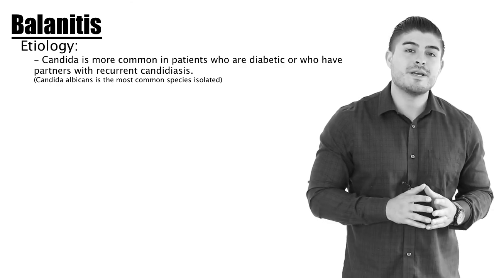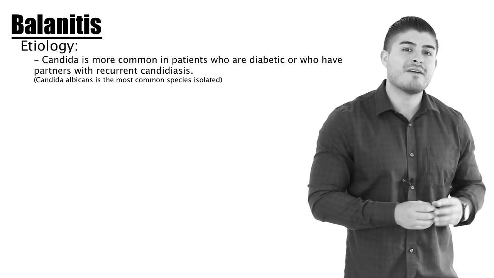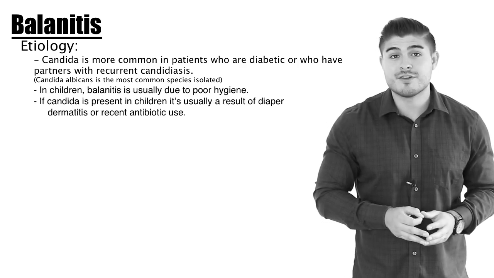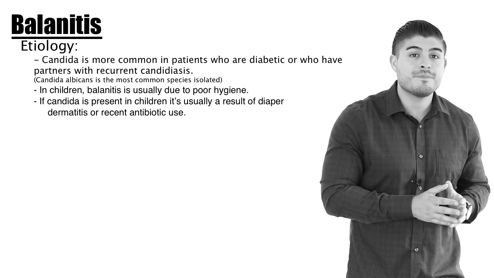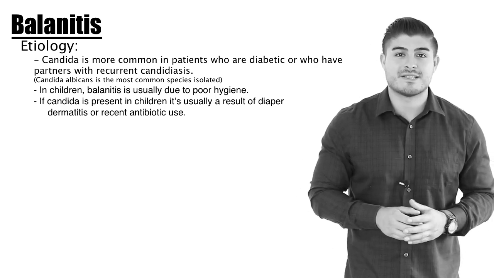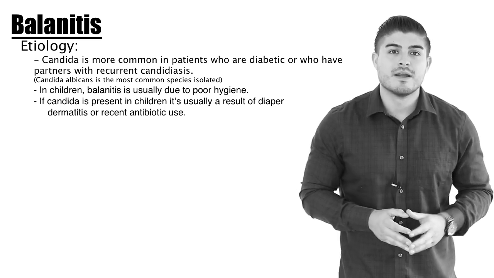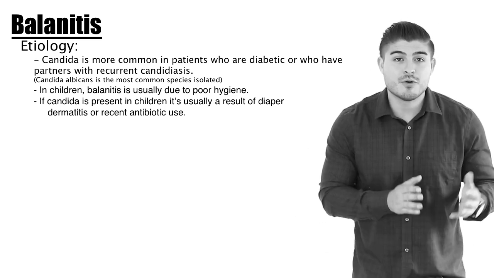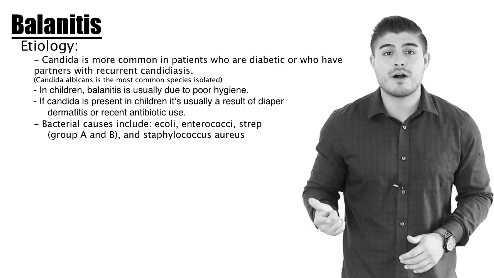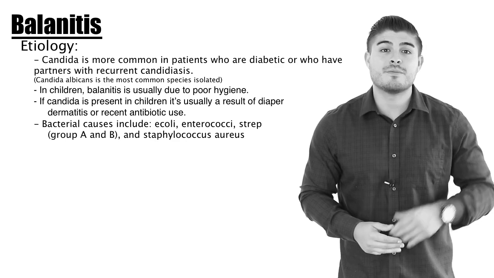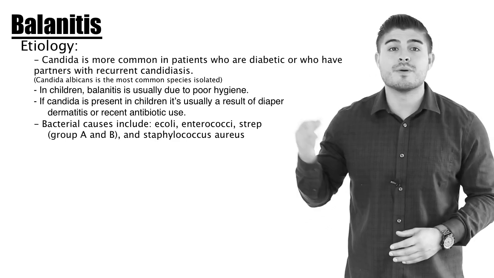All right, moving on to the specific etiologies one by one. Now, candida infection is going to be most common in males who have a female partner with recurrent infection. It can also be seen in children, especially if there's recent antibiotic use or if we have contact dermatitis. Now, in children, really the most common cause here is going to be poor hygiene. Now, when talking about bacteria, most common etiologies here are going to be E. coli, enterococci, staph infection, and strep infections. Like we said, the strep infection can either be group A or group B.